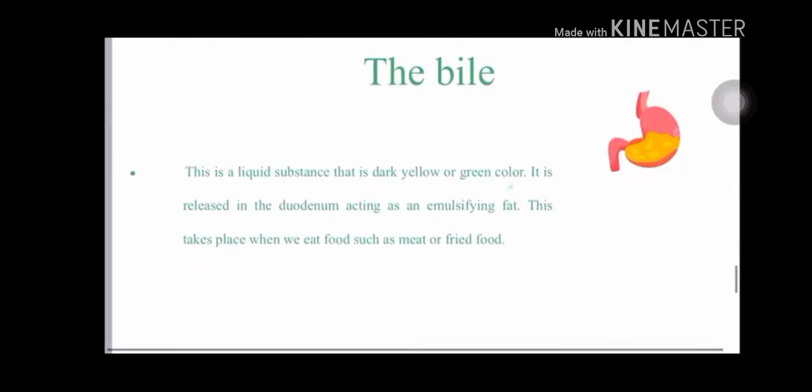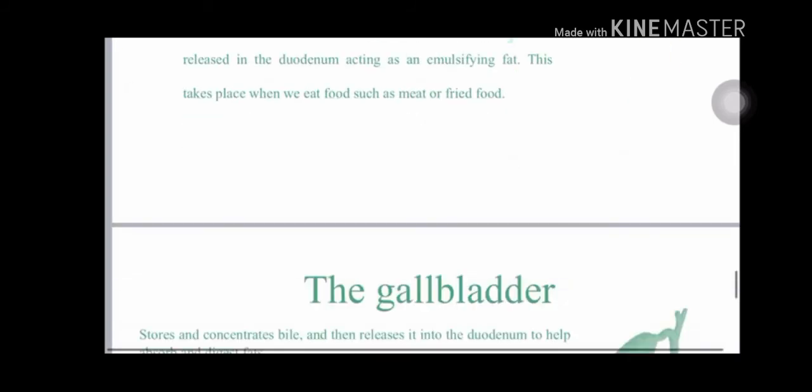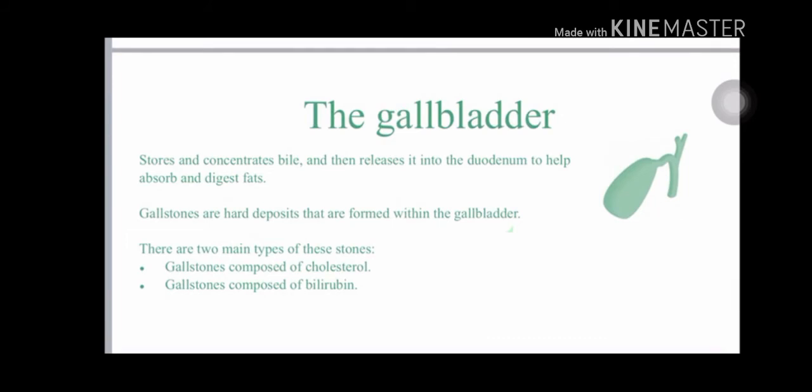The bile. This is a liquid substance that is a dark yellow or green color. It is released into the duodenum, acting as an emulsifier of fat. The gallbladder stores and concentrates bile and then releases it into the duodenum to help absorb the digested fat.